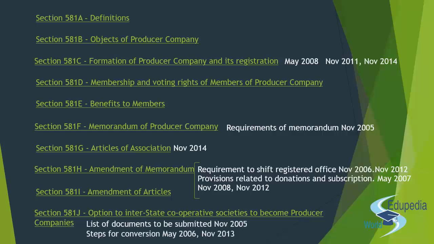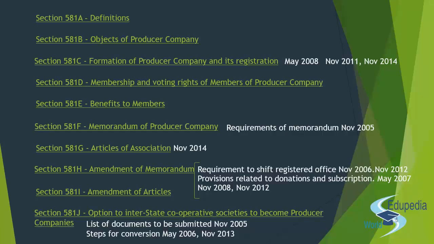So what are the things that have been asked in examination? That is the list of documents to be submitted. That was asked in November 2005. The next is the steps for conversion. It has been asked twice already, May 2006 and November 2013. Right? So this is another important topic. You have been asked thrice in your past 10 attempts.